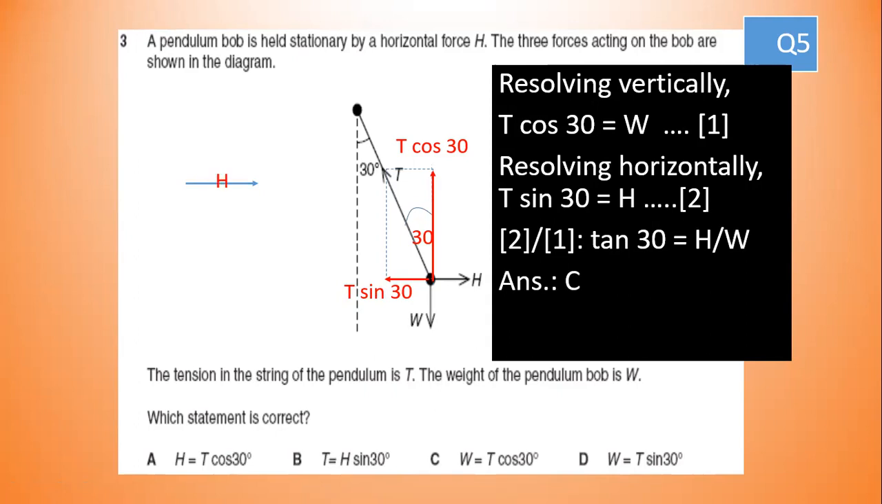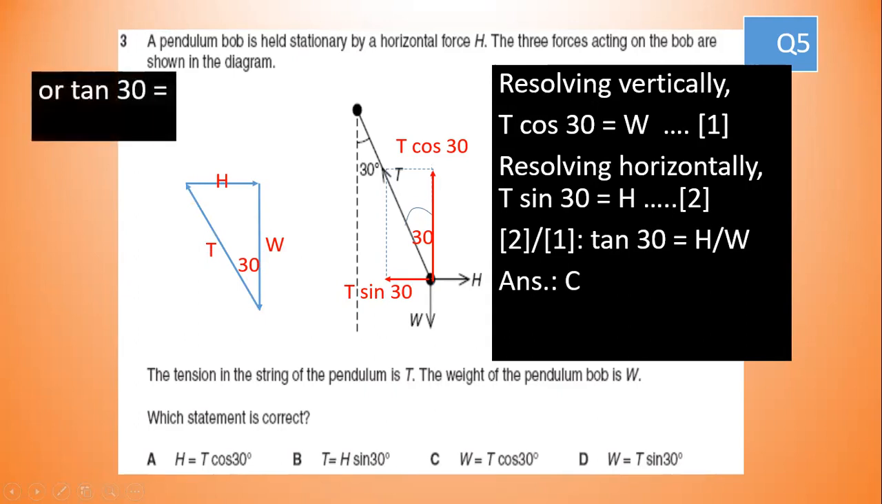We can use triangle of forces: draw H, draw W, draw your T. Then there's 30. Now the examiner may require you to find tangent 30 is H over W. A level tends to be easier. STPM, they may twist the question around because it's based on mathematics.